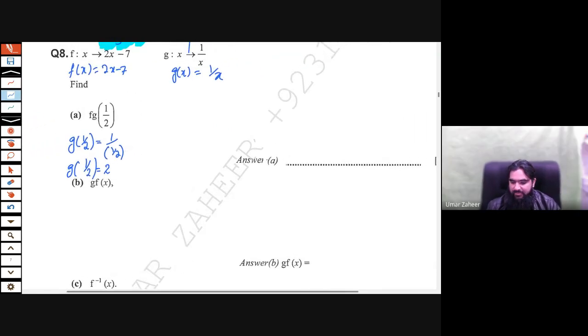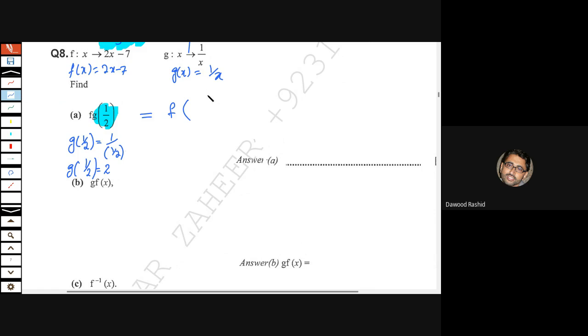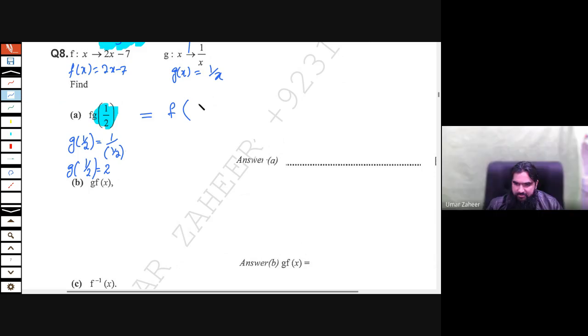Okay, now substituted here, we have f as it is. At the place of g of 1 by 2, what do I have to substitute? Yes, what do I have to substitute here? Mustafa. Yes, anyone? Yes, Ariba. At the place of g of 1 by 2, you have to find the value of g of 1 by 2. What is it? 2, sir. So you have to substitute 2 here.